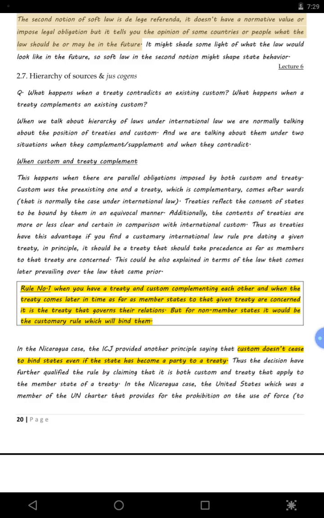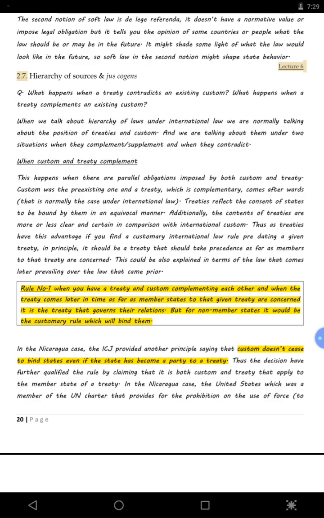It doesn't have a normative value or impose legal obligation, but it tells you the opinion of some countries or people on what the law should be or may be in the future. It might shed some light on what the law would look like in the future, so soft law in the second notion might shape state behavior.